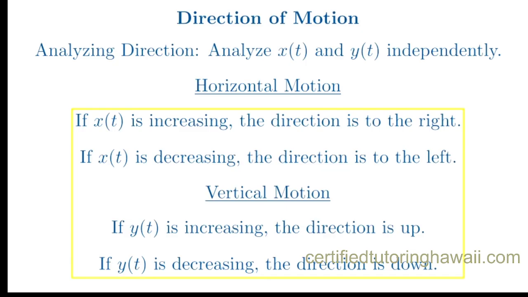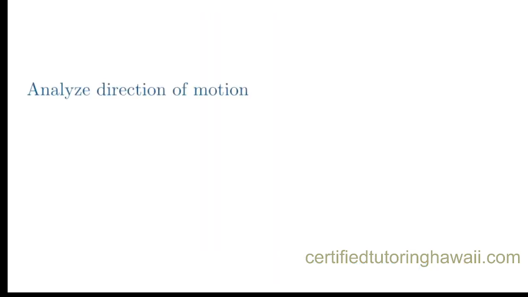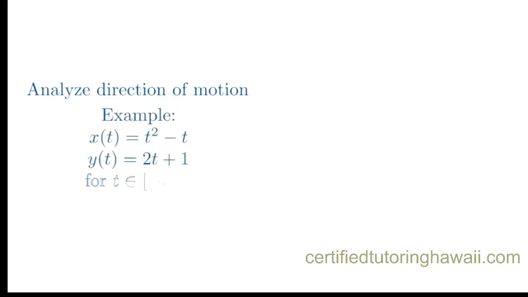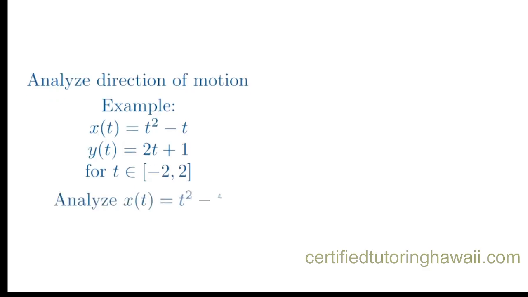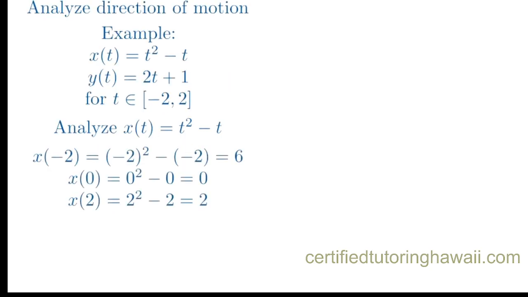Let's see an example. Let's analyze the direction of motion for a particle whose path is given by these parametric equations. Our equations are x equals t squared minus t and y equals 2t plus 1. We'll analyze these on the time interval from t equals minus 2 to t equals 2. First, let's analyze the x component, x of t equals t squared minus t. To see if it's increasing or decreasing, let's pick some test points within our interval. We can calculate x at t equals minus 2, 0, and 2. At minus 2, x is 6. At 0, x is 0. At 2, x is 2.